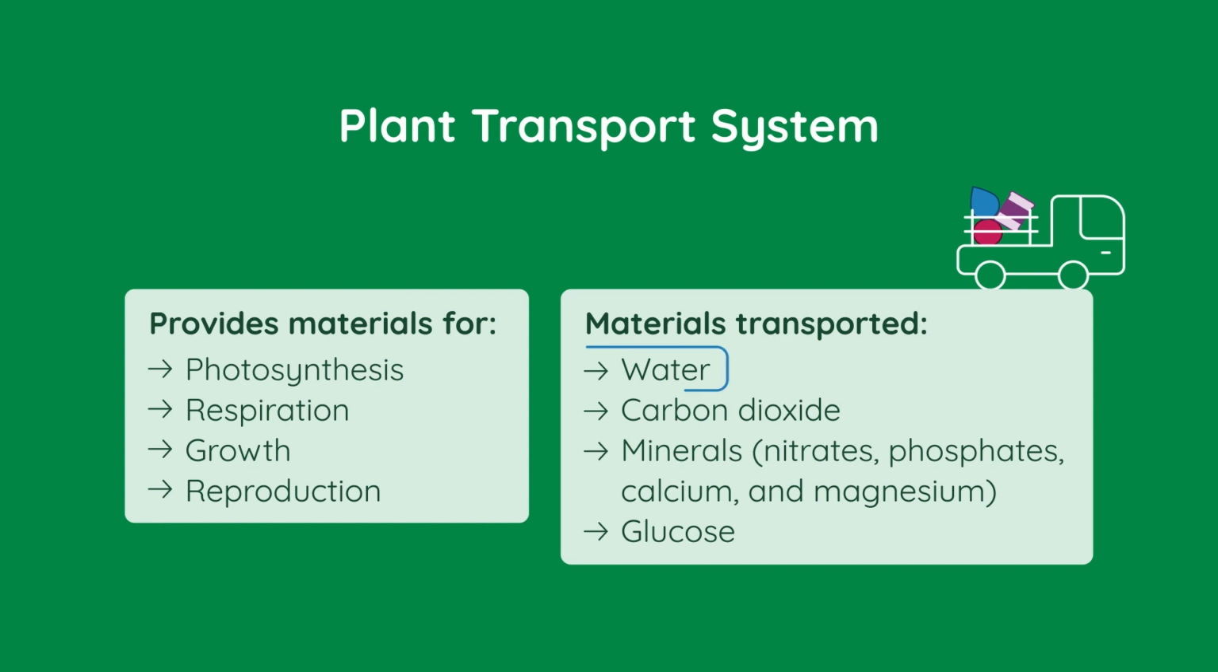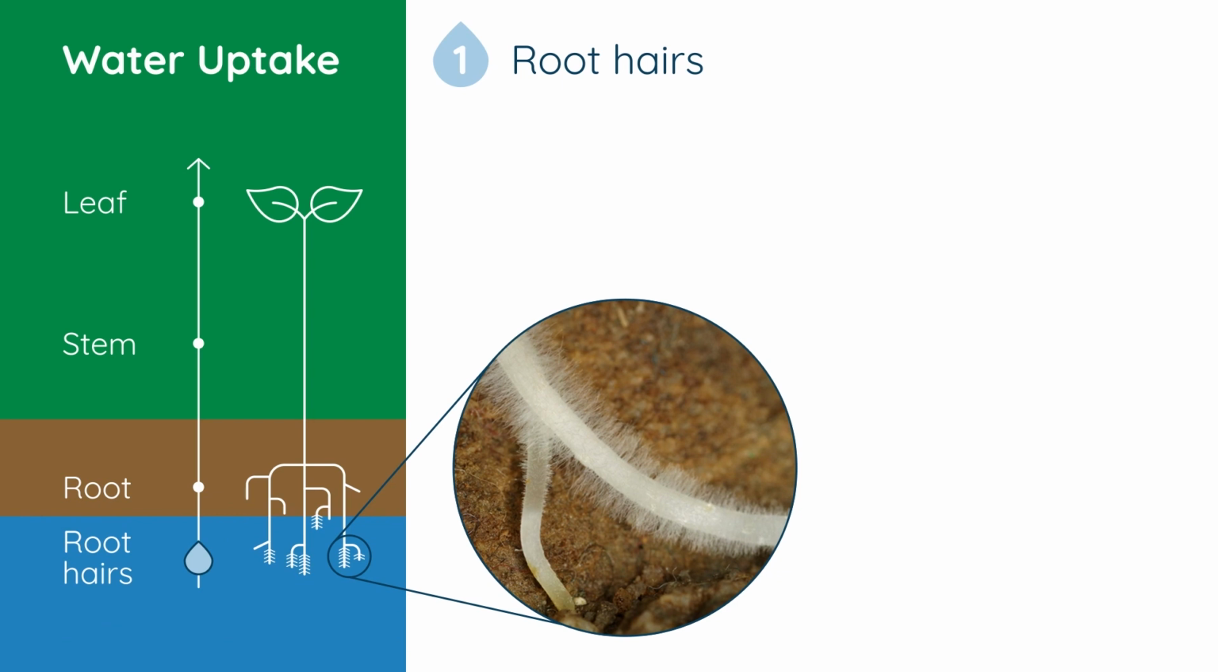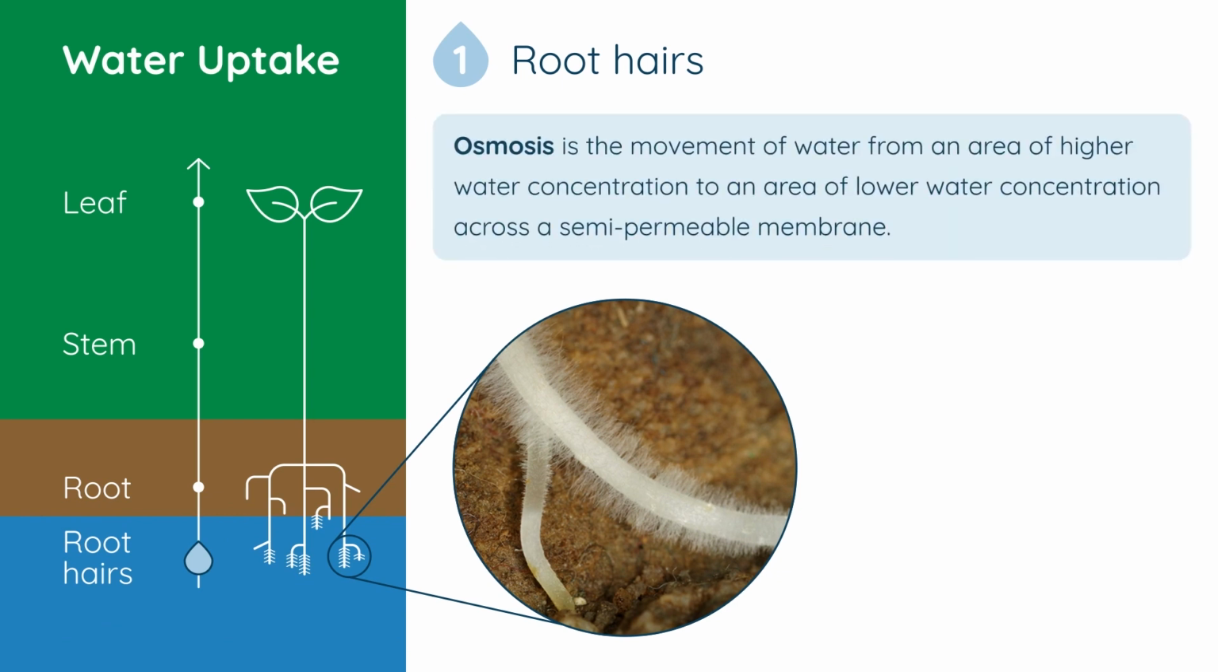So let's look at water uptake. Water enters the root hair cells by osmosis. And you should remember that osmosis is the movement of water from an area of higher water concentration to an area of lower water concentration across a semi-permeable membrane. Root hairs are adapted to this process by having really thin walls and having a really large surface area.